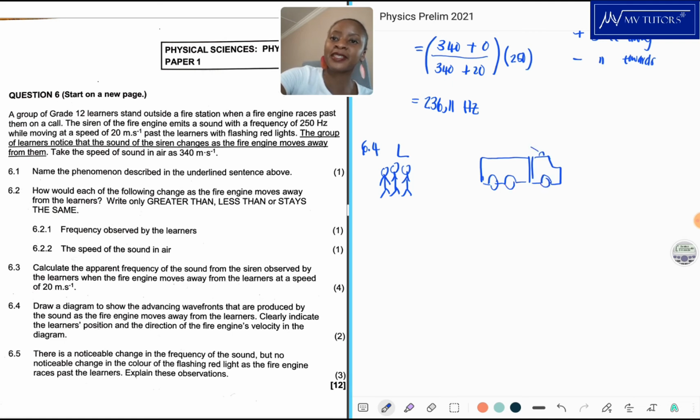Okay, I've had some practice. And you can see it's moving away. You indicate it, right? They said we should clearly indicate the learner's position and the direction of the fire engine's velocity. And then we should show the wave fronts advancing. So as it is moving away, like I had drawn previously, now you actually have the sound waves being much bigger.